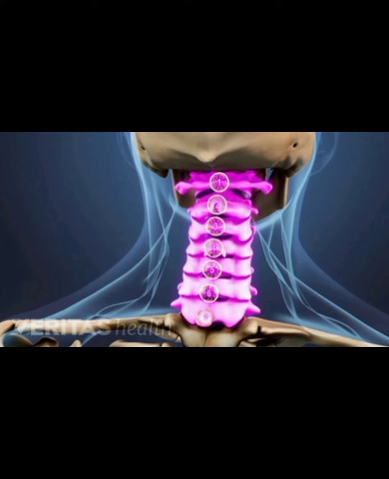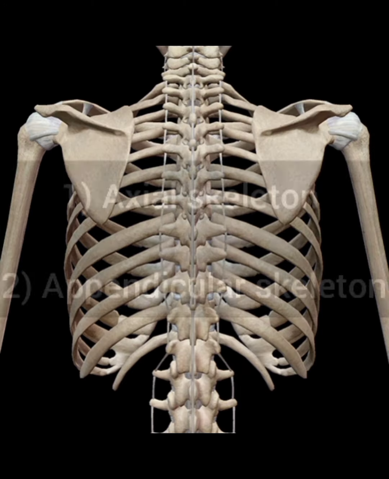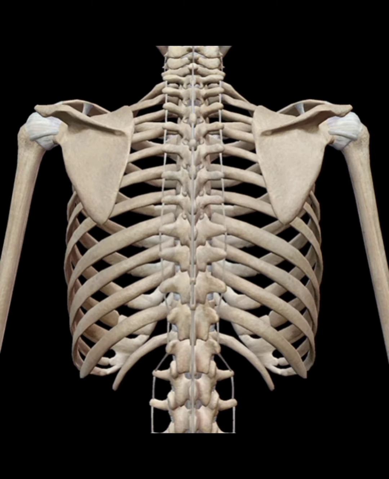Now I will discuss the divisions of the human skeleton. The human skeleton can be grouped into two principal divisions. The first one is the axial skeleton, and the second one is the appendicular skeleton.